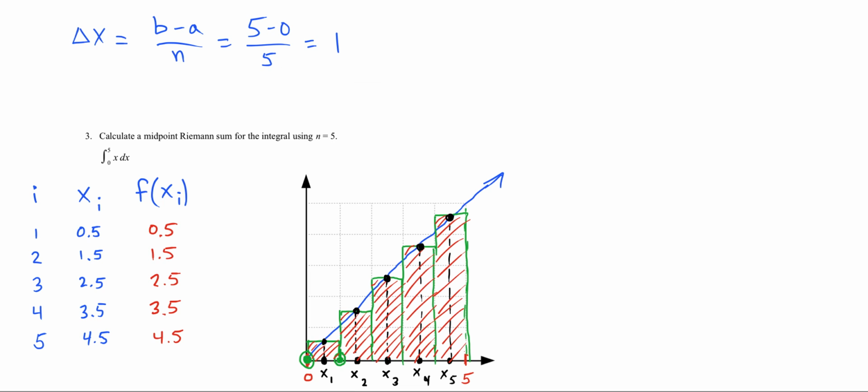Okay. That's a good picture of it. Okay, so now let's do a column for delta x. The width of the rectangles is all 1, according to this right here. And then we just need the area of each rectangle. So multiply, and we'll get 0.5, 1.5, and so on.